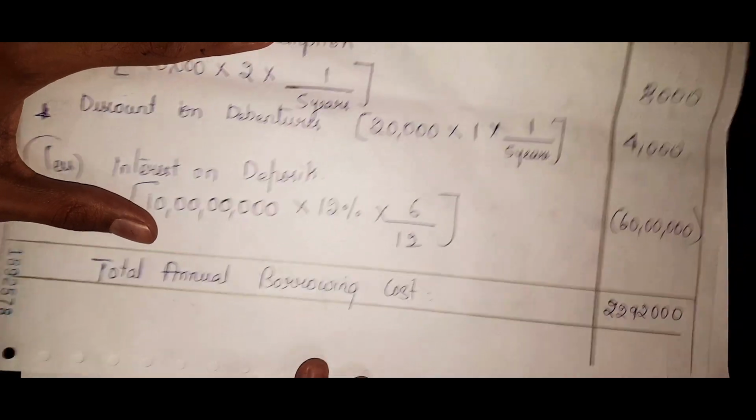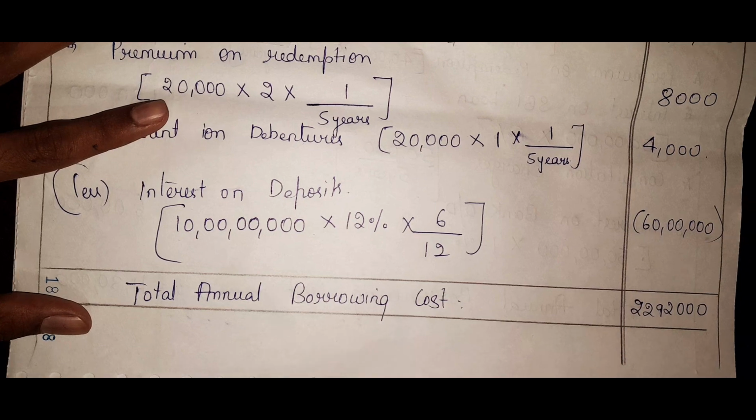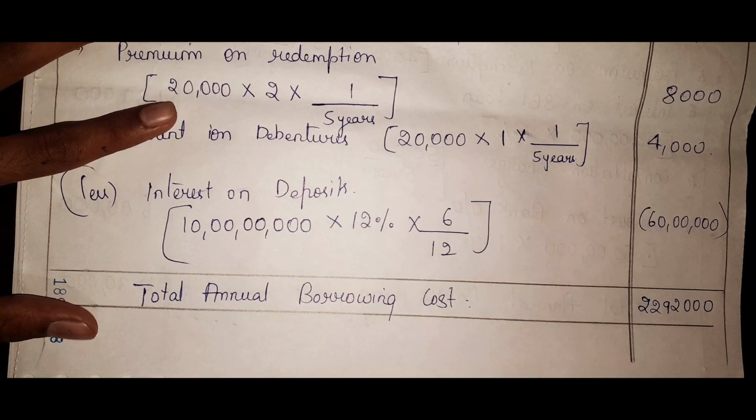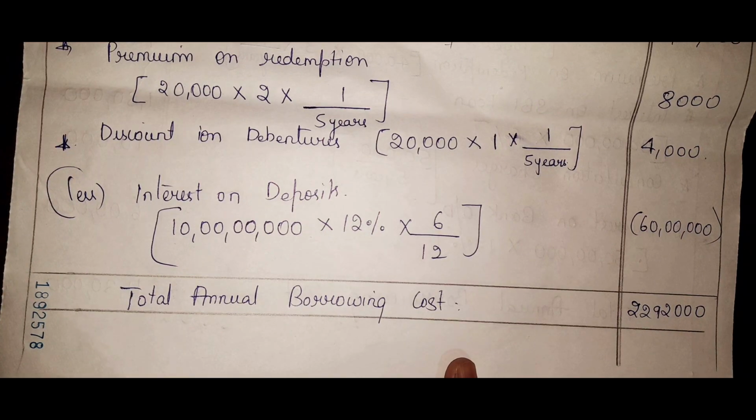So this is all about the type 2 problems I have solved till now, that is interest on bank loans, debentures and overdrafts. From the next video we will solve the type 3 problems, which is calculation of interest on foreign loans.